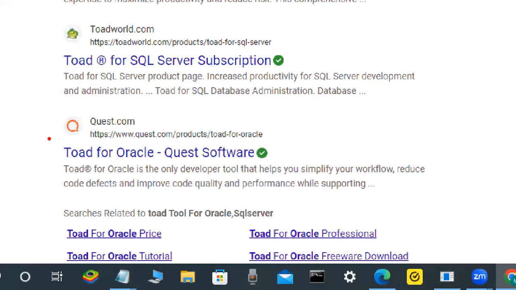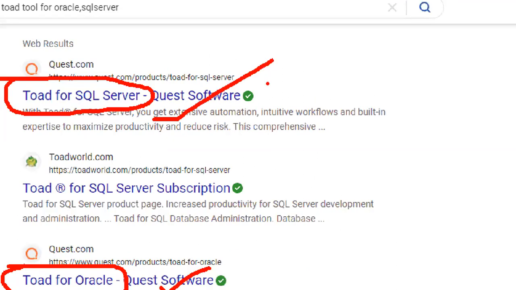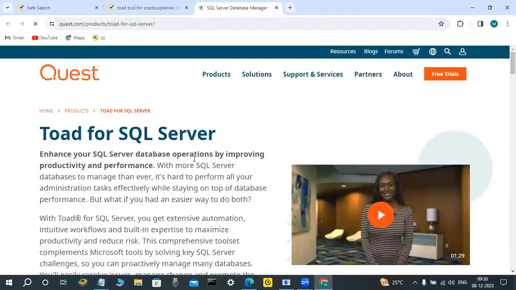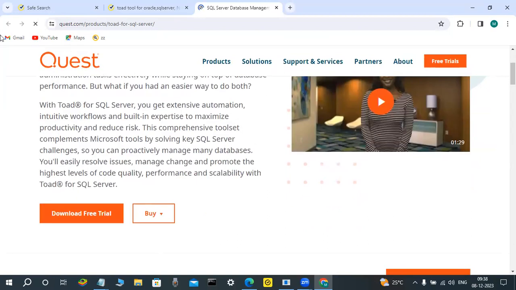Here, Toad is a tool for Oracle. This is also from Quest Software. That's why it is there on the SQL Server side also. Toad is a tool, okay. This is a GUI tool. In Google, when you observe, you can understand all these things. Later you will become familiar, don't worry.